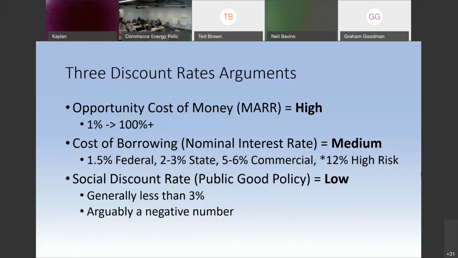So one more. Just to clarify, lower discount rate means more advantage to EE measures, is that correct? Yeah, because the future values will not be discounted as quickly. I always get nominal and real mixed up. I look it up every time.